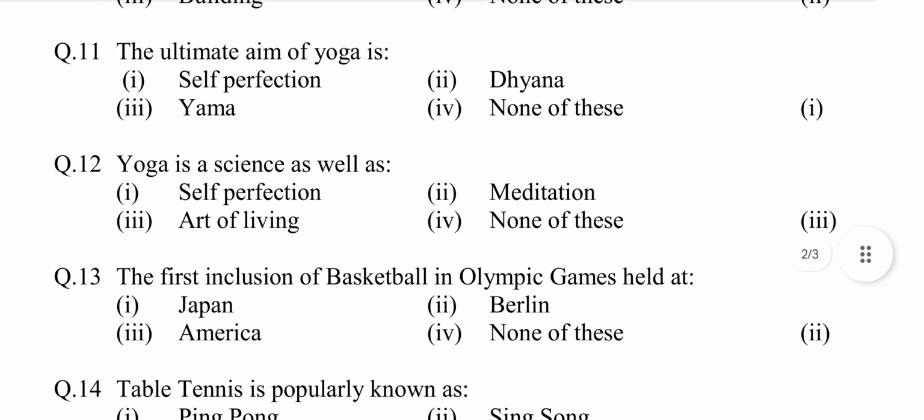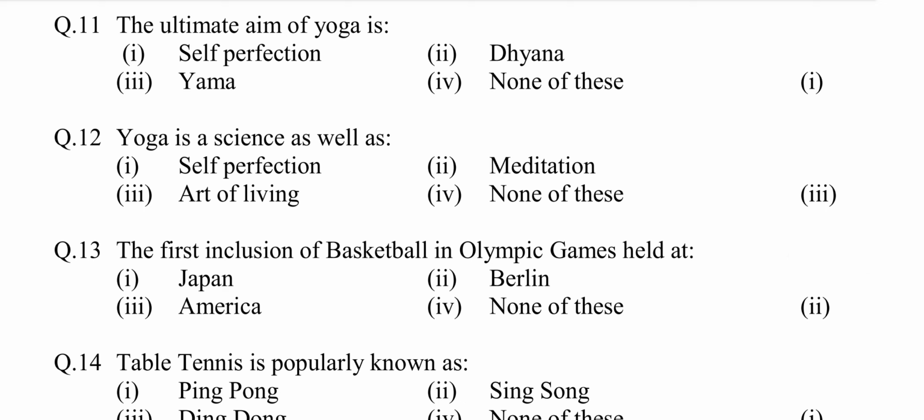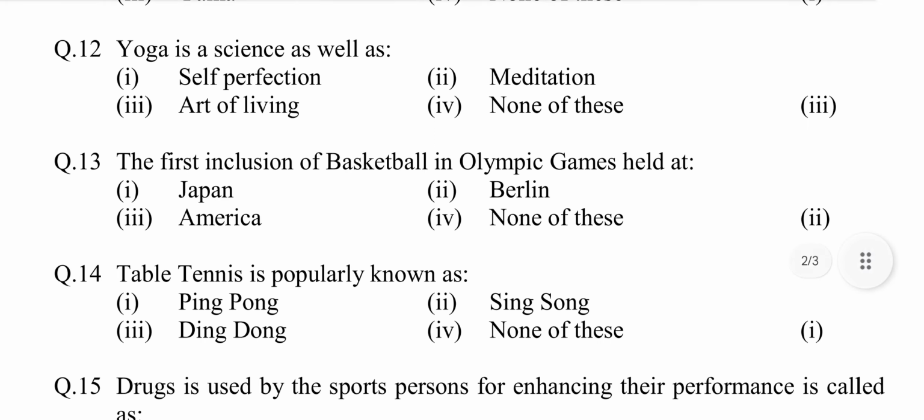Question number 11. The ultimate aim of yoga is: option first self perfection, second dhyana, third yam, fourth none of these. Answer is option first, self perfection. Question number 12. Yoga is a science as well as: option first self perfection, second meditation, third art of living, fourth none of these. Answer is option third, art of living.